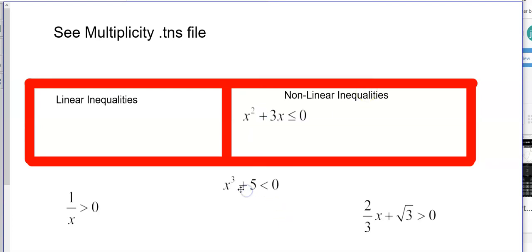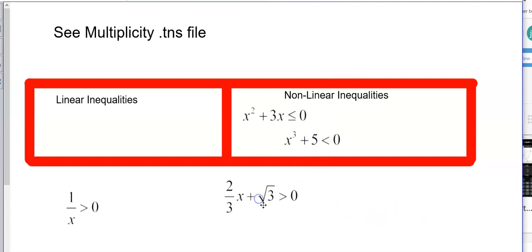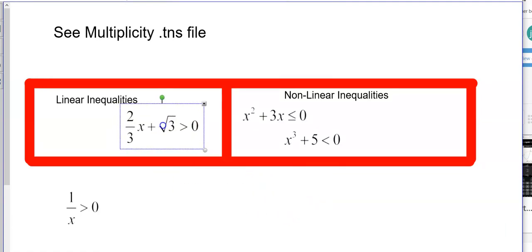x to the third power, is that linear? No, it's got x to the third power. That's a different kind of graph. We haven't learned how to graph that yet. This one, even though it has a square root in there, sort of a number, it actually looks of the form mx plus b. Like this looks clearly linear. The slope is 2/3, the y-intercept is square root of 3.